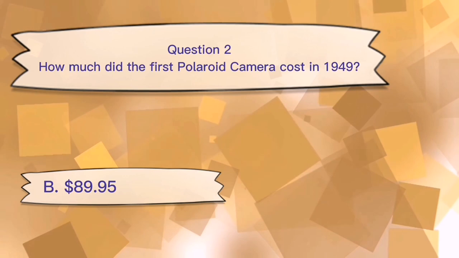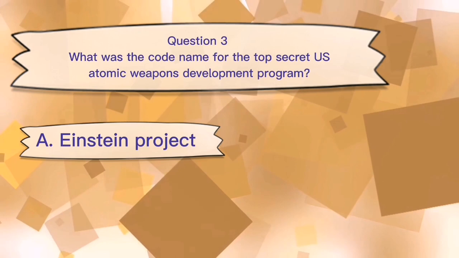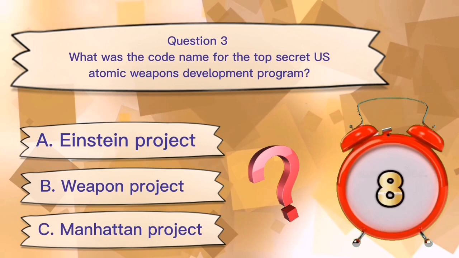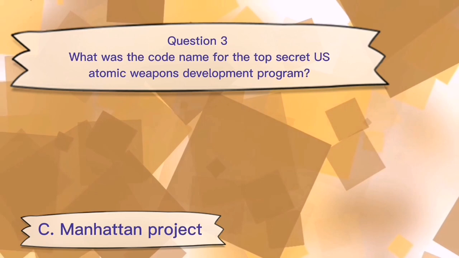$89.95. Question 3. What was the code name for the top secret US atomic weapons development program? A. Einstein Project, B. Weapon Project, C. Manhattan Project. C. Manhattan Project.